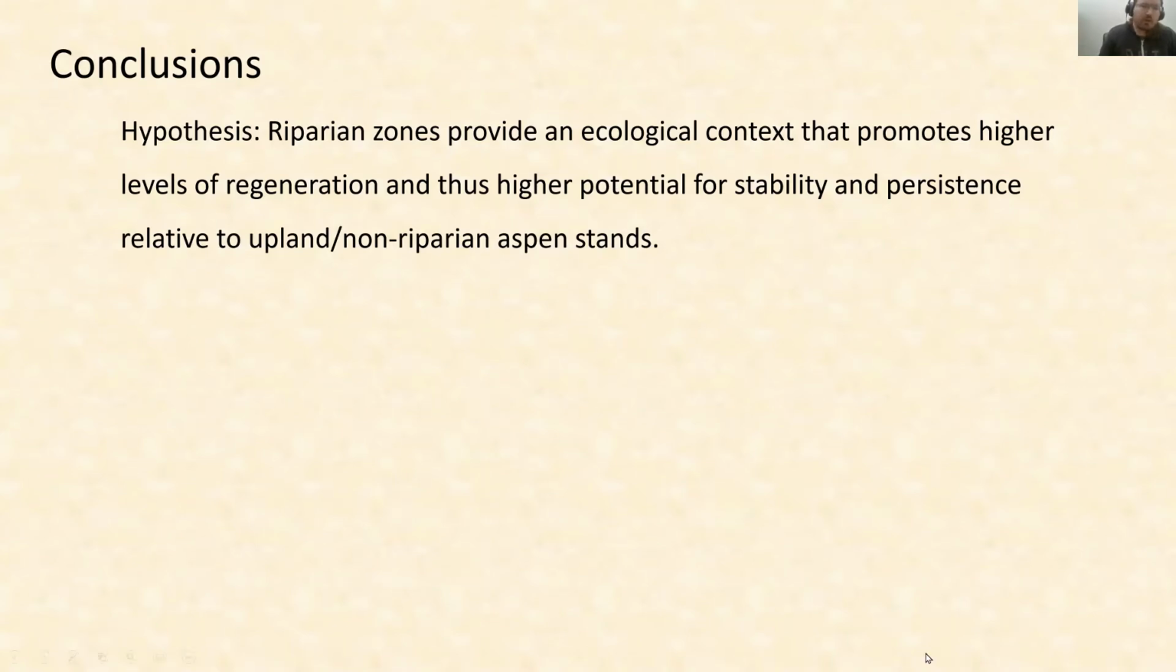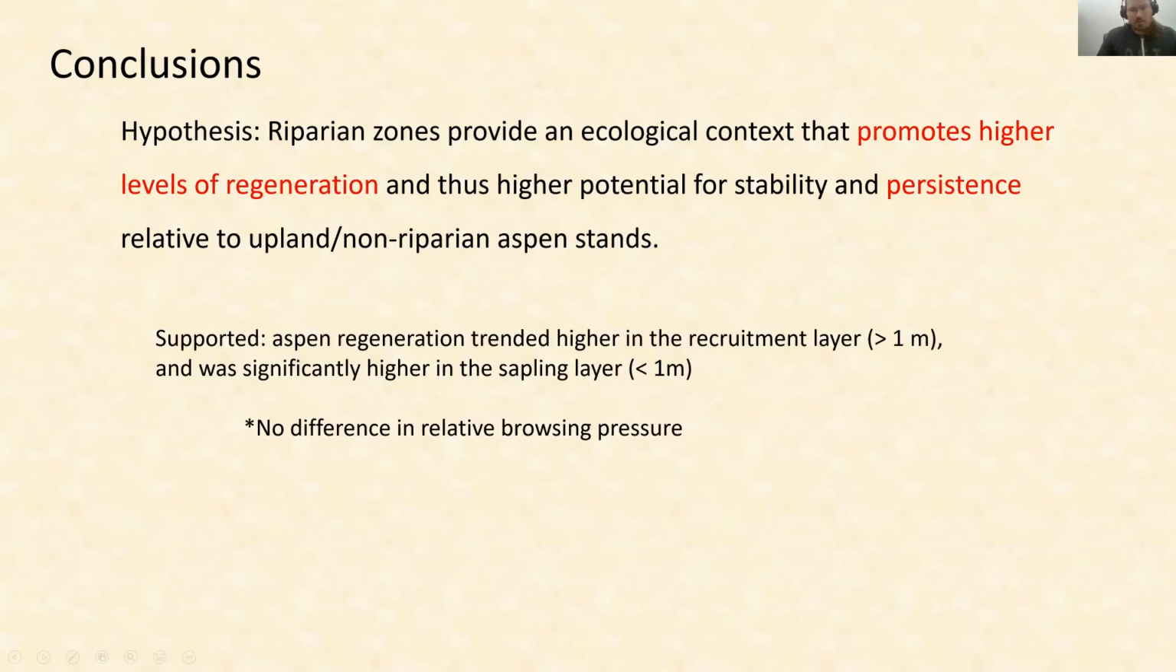So for our conclusions, our hypothesis is: do riparian zones provide an ecological context that promotes higher levels of regeneration? That part is supported. Yes, we do have higher levels of regeneration in the riparian zones, and this should lead to at least a higher potential for persistence. Also not shown was that we saw no difference in relative browsing pressure. So it's not the browsing pressure that's driving these differences between the riparian zone and the upland zones.